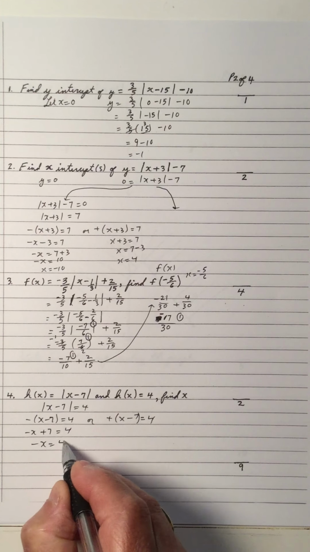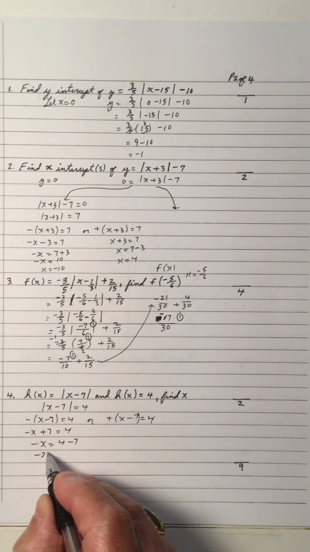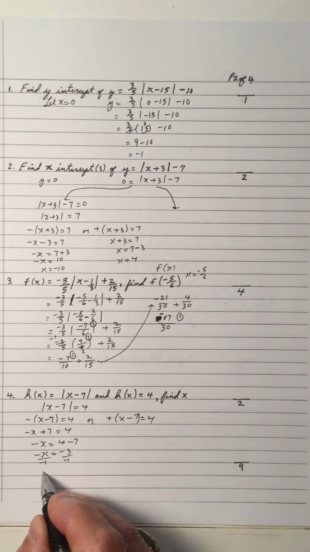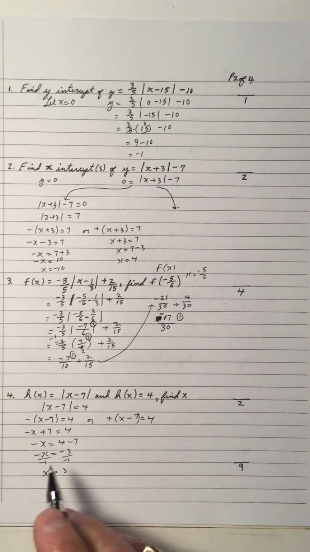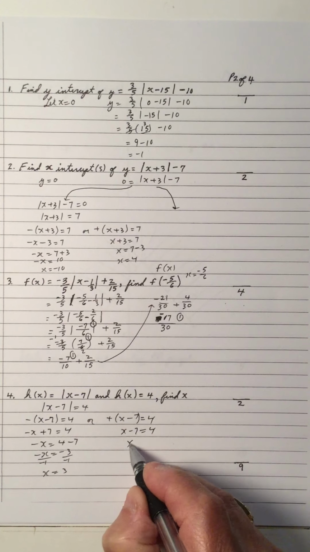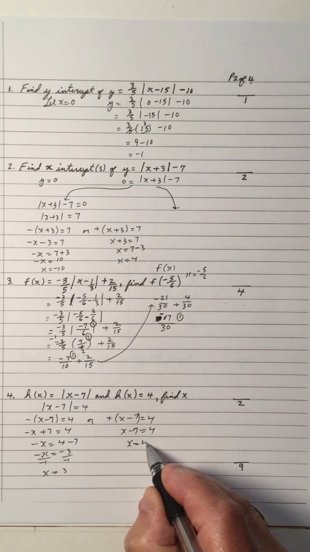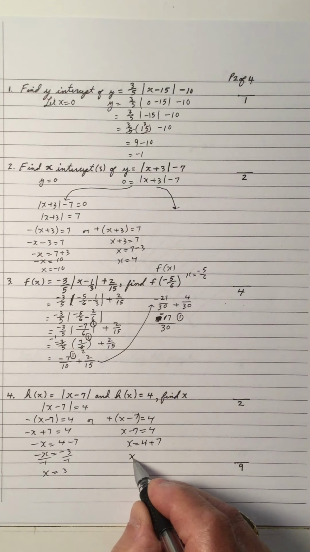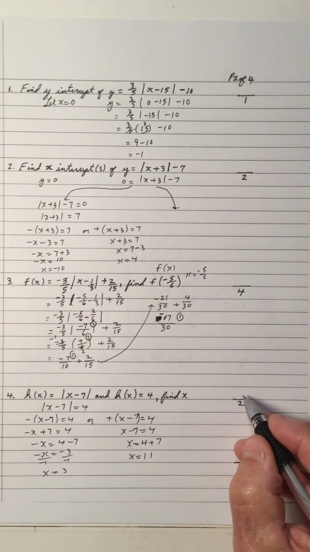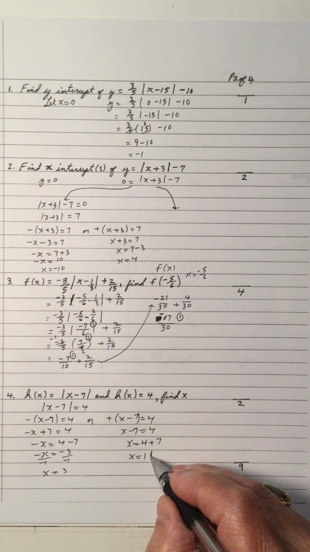Negative x is 4 minus 7. Negative x is negative 3. Divide by negative 1. X is 3. And x minus 7 equals 4. X equals 4 plus 7. X is 11. So if you have a 3 or 11, and 11, give yourself 2 marks.